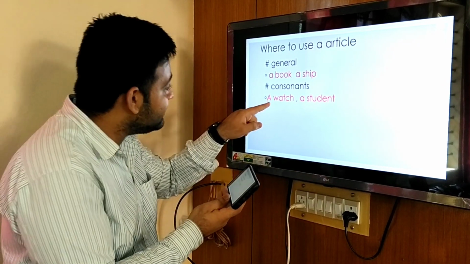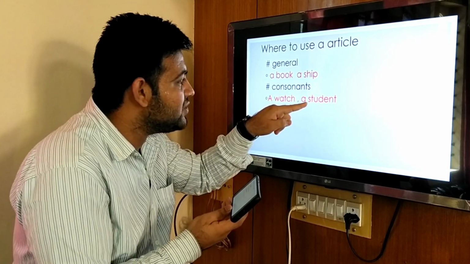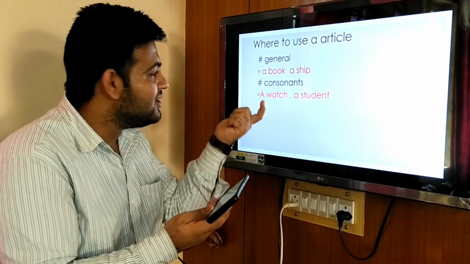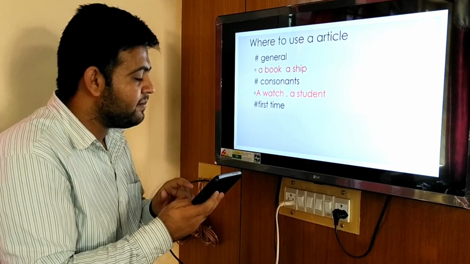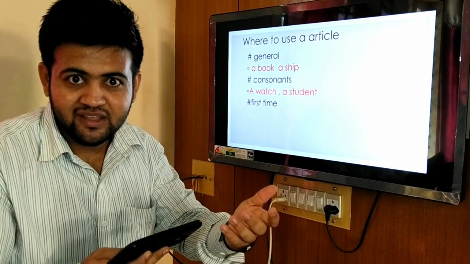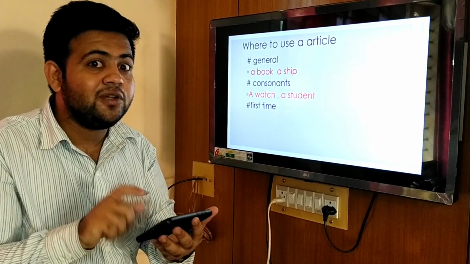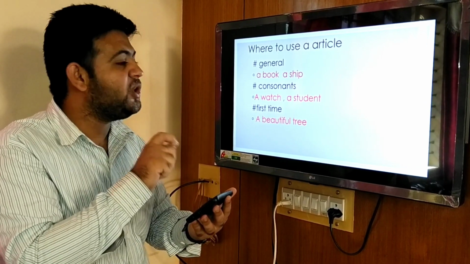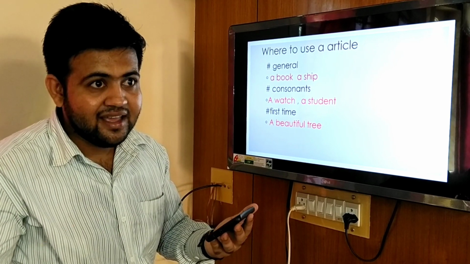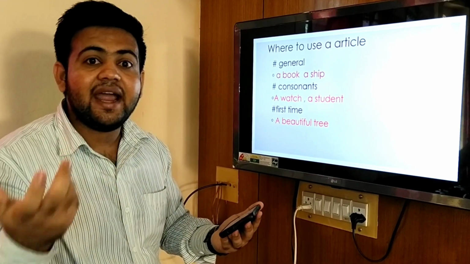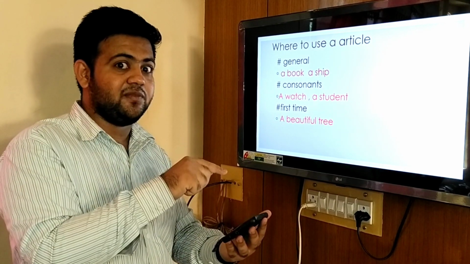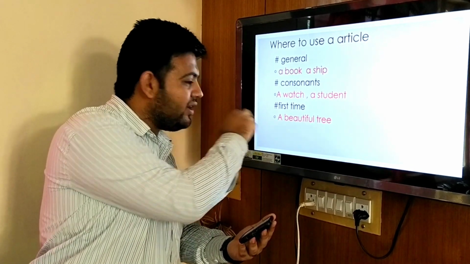Here you'll see the first letter is W, the first letter is S, not A, E, I, O, U. The first letters are different, right? So these are consonants. Next, we will use A when we talk about anything for the first time. For example, a beautiful tree. I saw a beautiful tree in the garden, right? I saw a wonderful actor in a drama, right? So we are talking about it for the first time, the first experience. Then we will also use the article A.